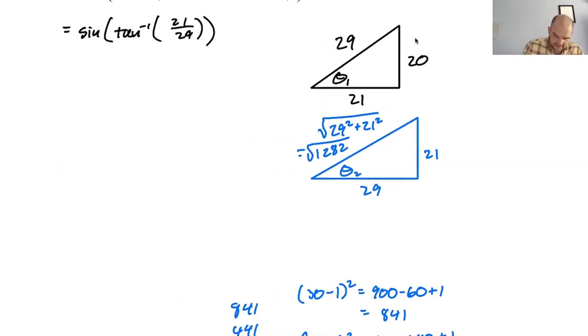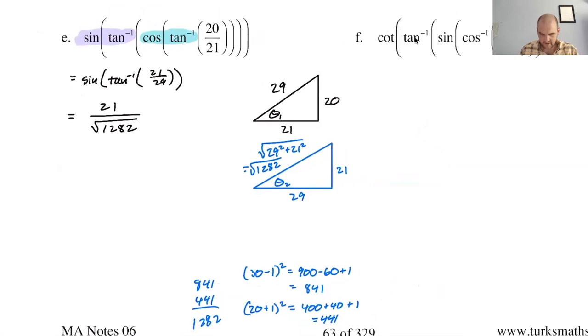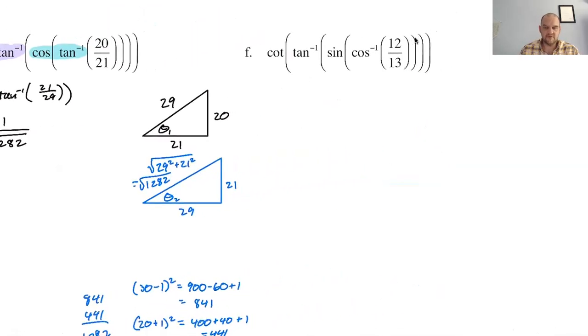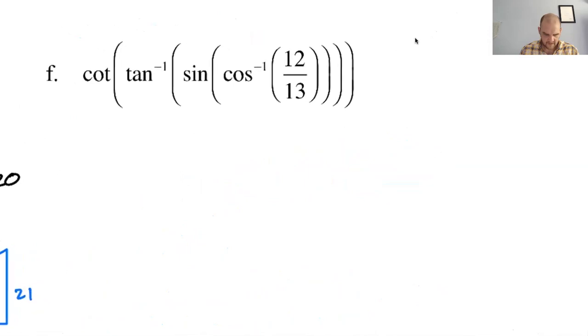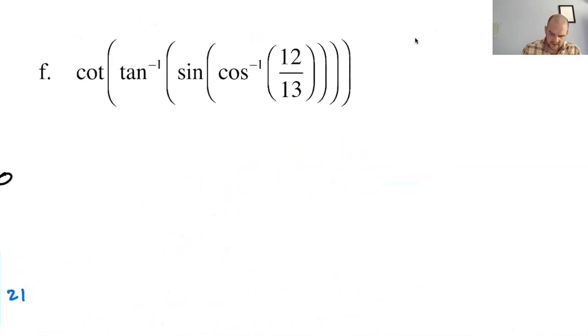So I need to find the sine of theta 2. That's basically the question. Sine of theta 2 is going to be 21 over radical 1282. And we'll check that. And if we got that wrong, I'm not really surprised, because that was a lot of arithmetic. All right, last problem on this page.